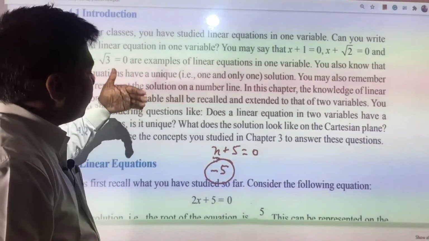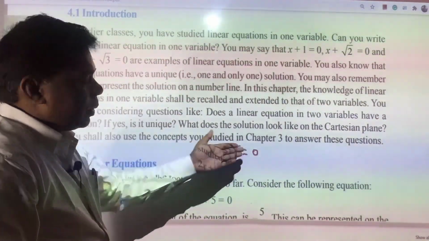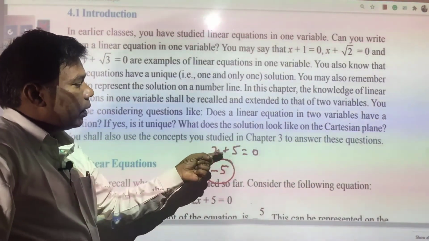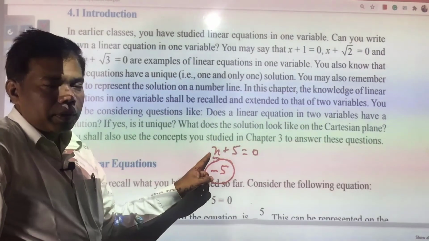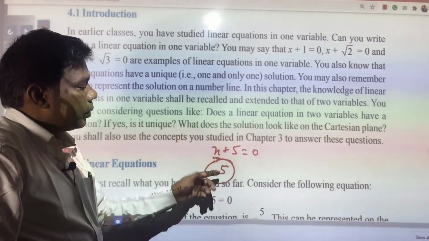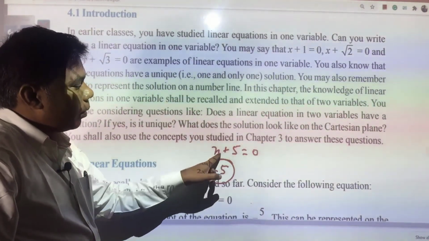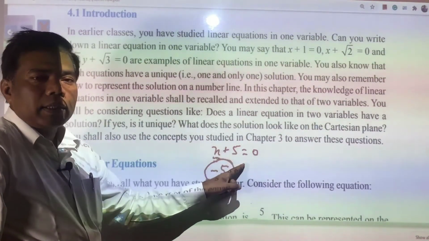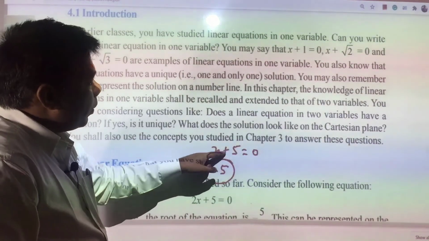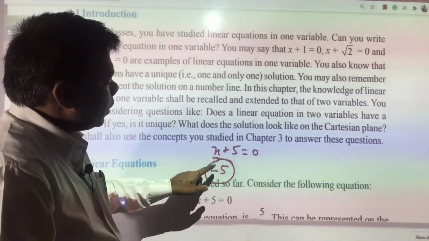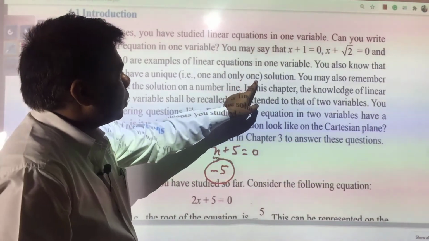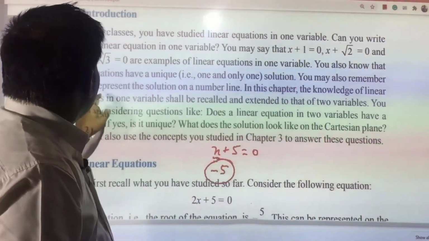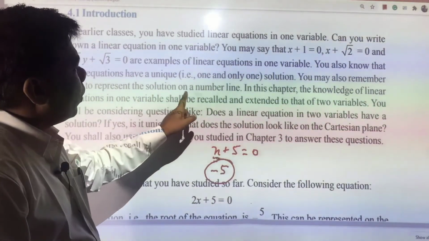So, if you want to find the solution of the equation, it means the root of the equation, or the value of the variable. Whatever you say, the value of x, the solution of the equation, or the root of the equation, all are the same. If you want to find the solution of an equation, you will get only one, a unique solution. You may also remember how to represent the solution on a number line.